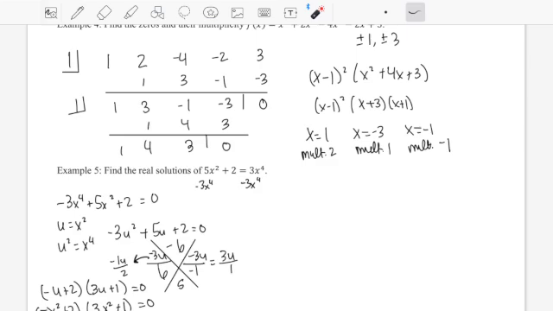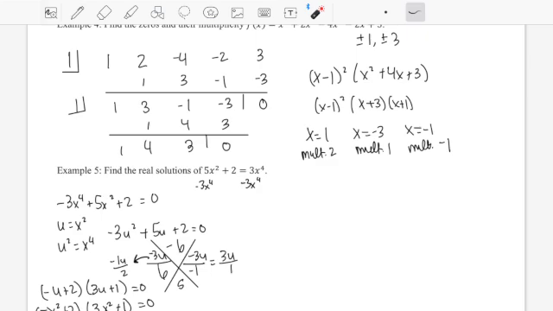So let's go ahead and split them up. Negative x squared plus 2 equals 0. Well, that means negative x squared equals negative 2. That means x equals plus or minus the square root of 2. Easy enough. So then for 3x squared plus 1 equals 0, well, that means 3x squared equals negative 1, and that x squared equals negative 1/3.